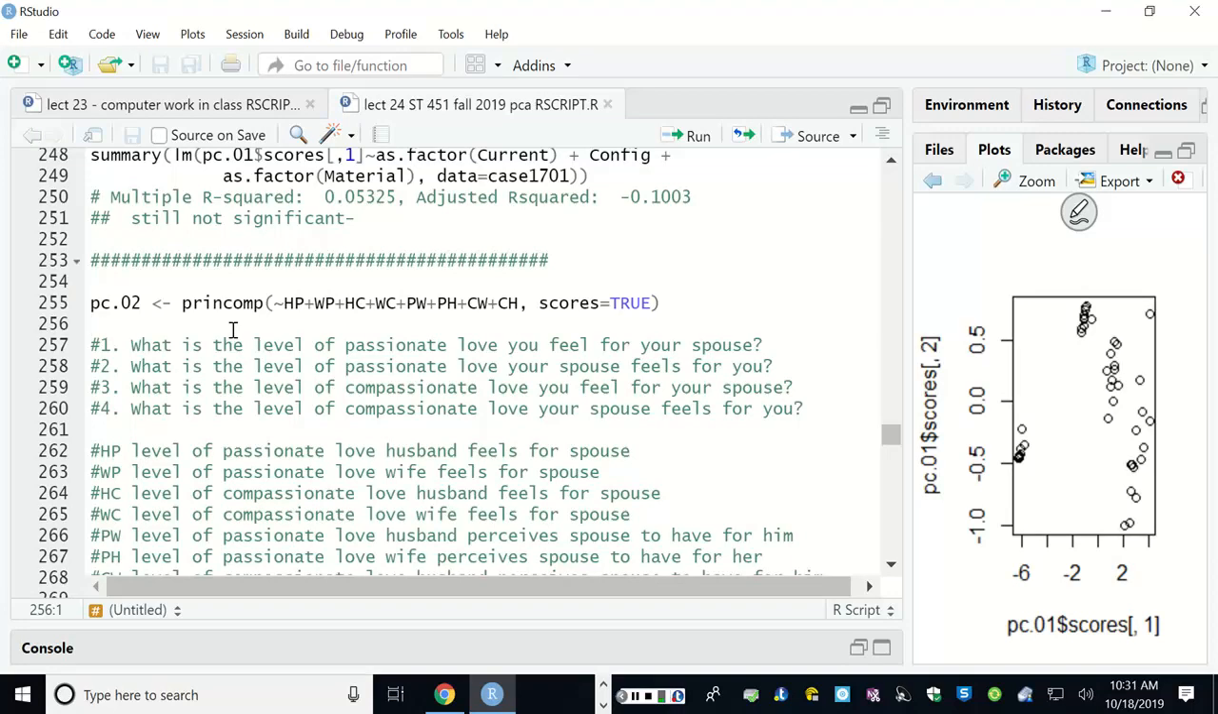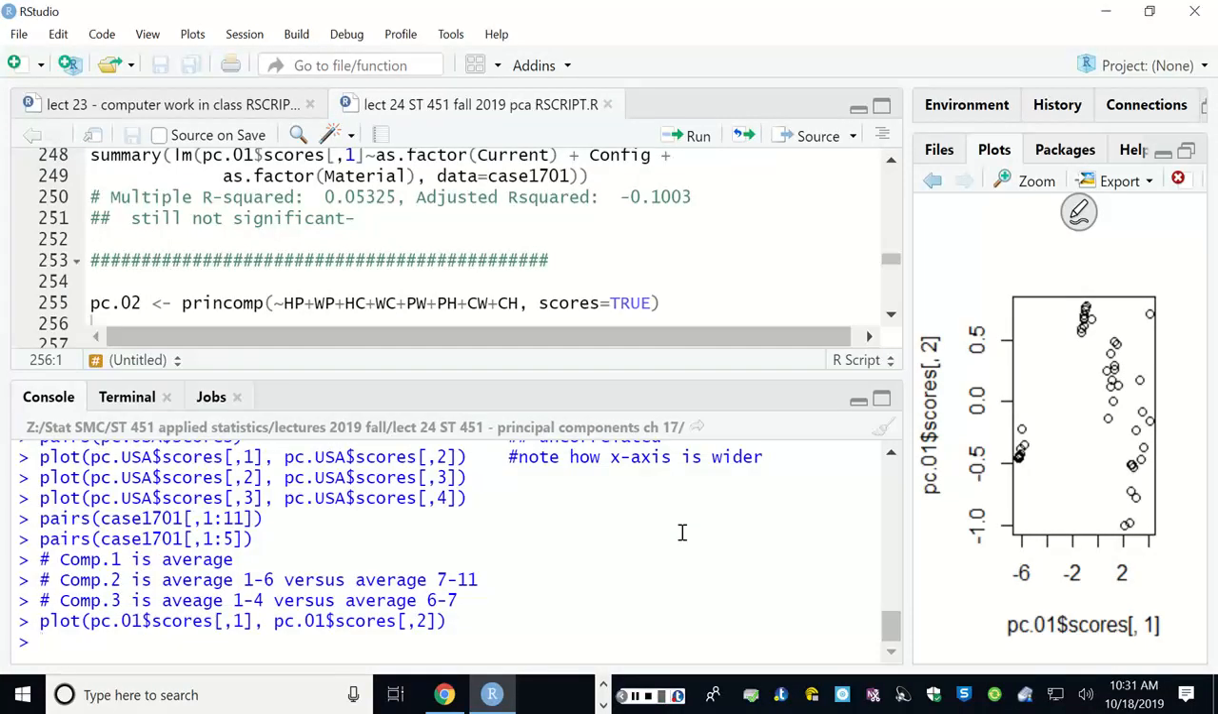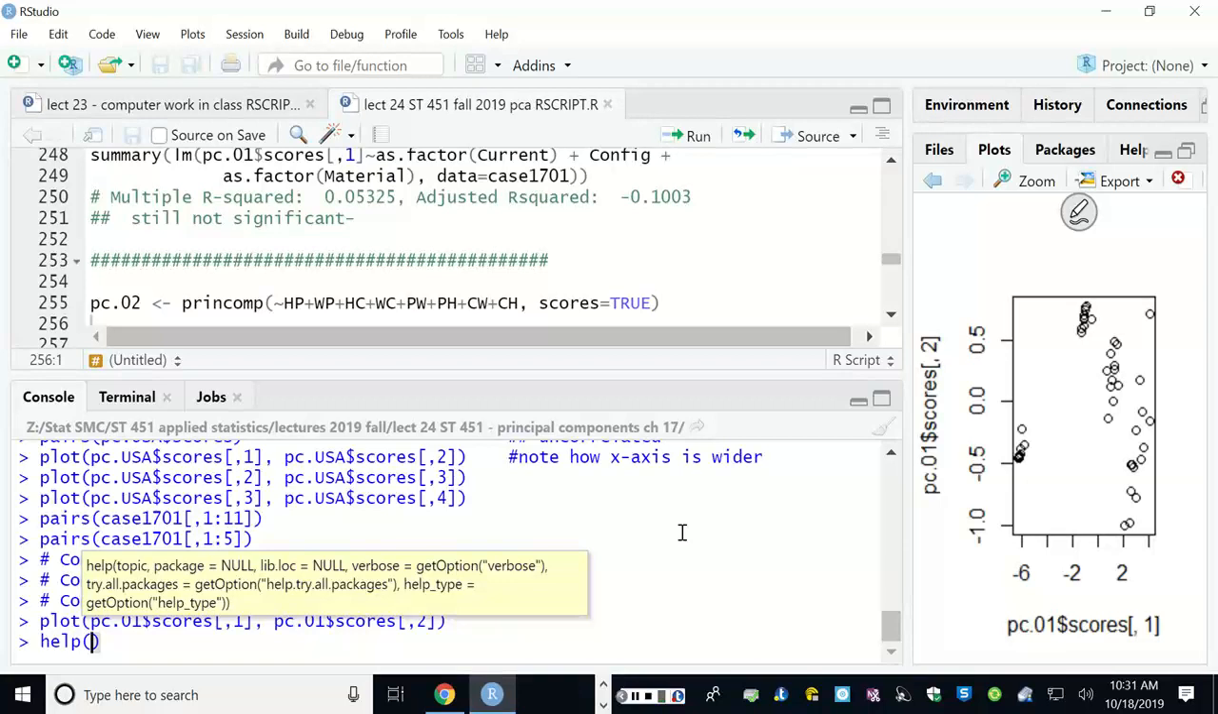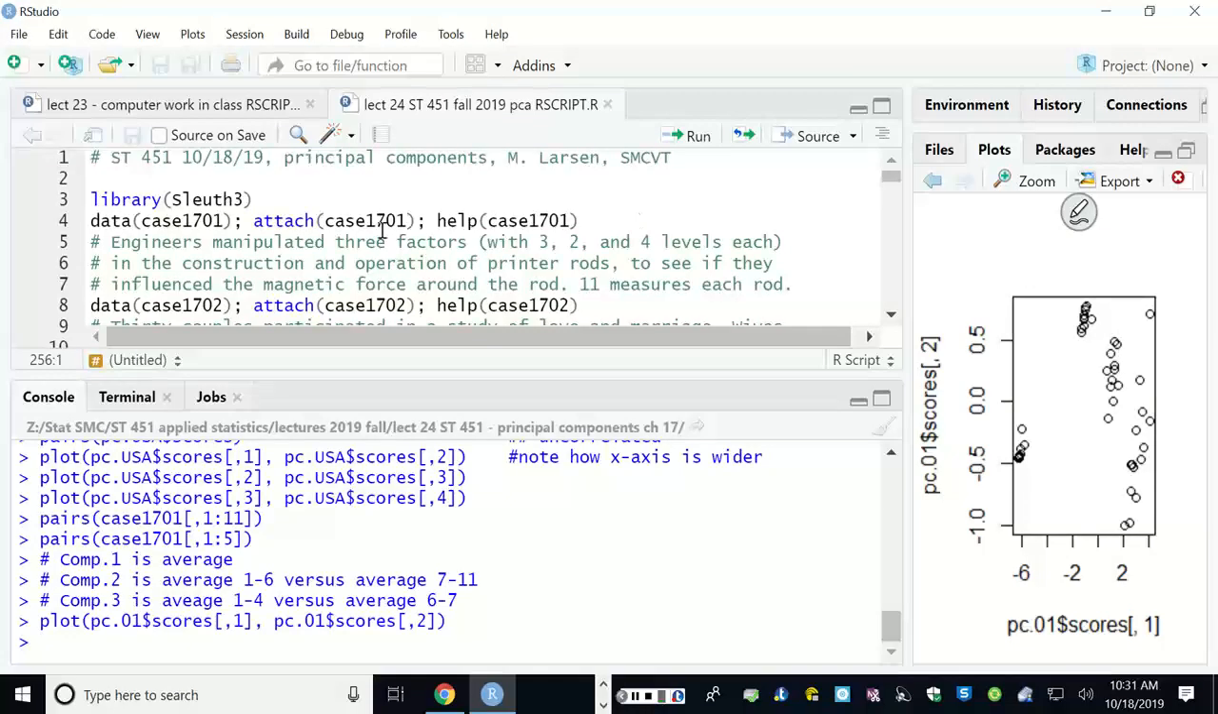For the data sets, you can get that information if you do the library of the Sleuth thing here. There are help files for each of these data sets. I haven't done too much with that, but if you're looking at a particular data set in the book and you type help of it, it will tell you more about it. So that's nice.